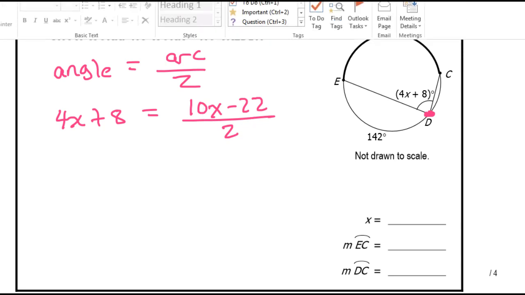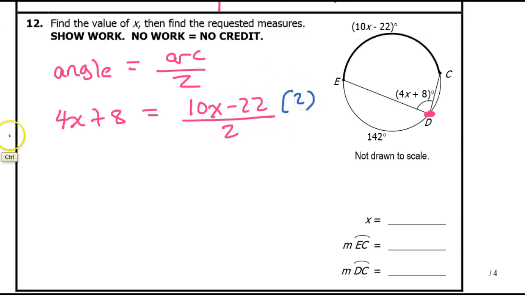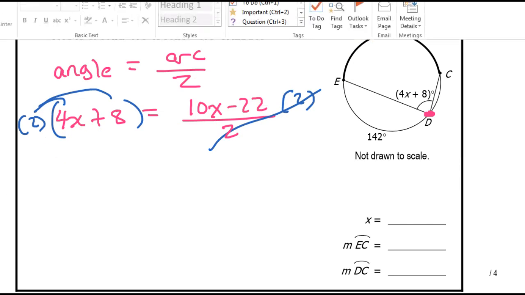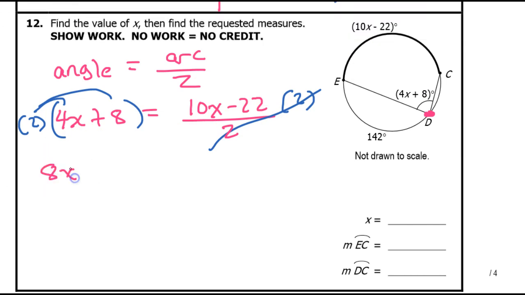Now, I have a choice. I could multiply both sides by 2 right now. If I do that, I have to remember to distribute. Maybe I'll do it this way first. If I multiply by 2, those would cancel each other out, so I'm doubling this. In fact, some kids would have started with this equation. They know that the arc is twice as big as the angle. So if we double the angle, it should equal the arc. That's a way to think about it. Anyway, that's going to give me 8x plus 16 is equal to 10x minus 22.